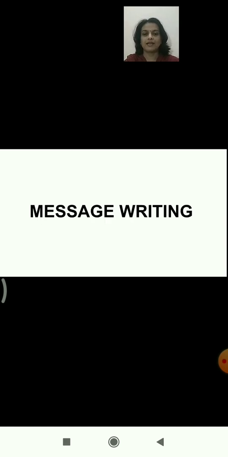Now, before writing a message, we have also learned some important points which we have to keep in our mind. Let's see what those points are. We'll just have a quick recap of how to write a message, so that you will be able to write one more type of message. Before we go ahead, we will go back and recollect what we have learned.